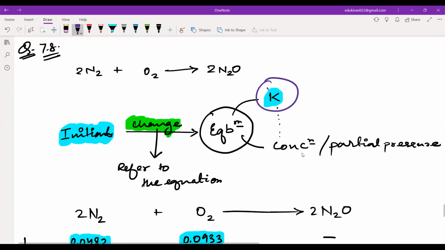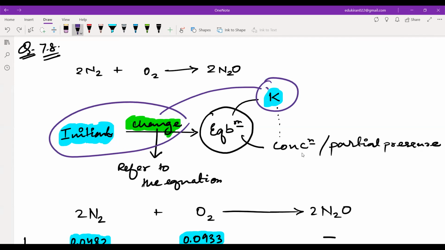From this K, I wrote the initial. I took the initial and the change. And from the initial and change, what did I write? I wrote K. And from K, what will I get? I will get the concentration. So there are links here that you can follow up.